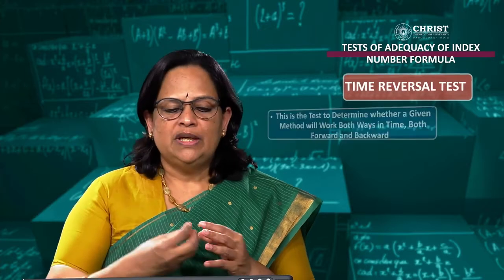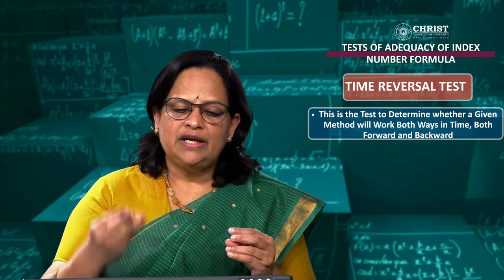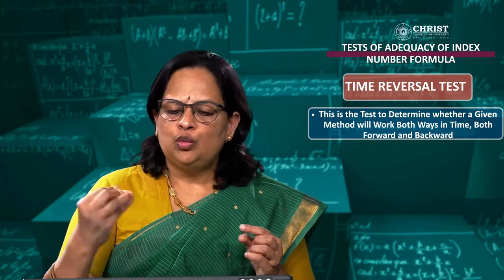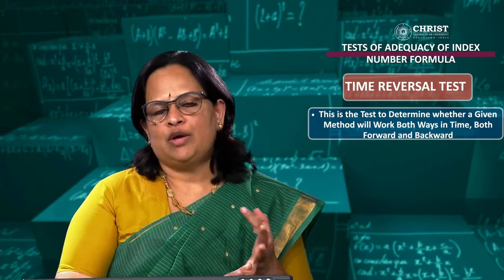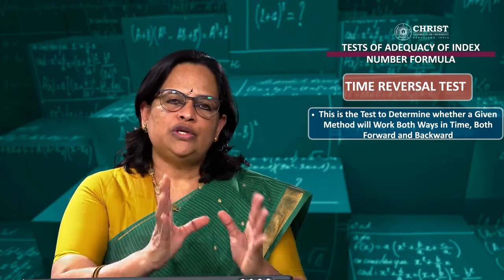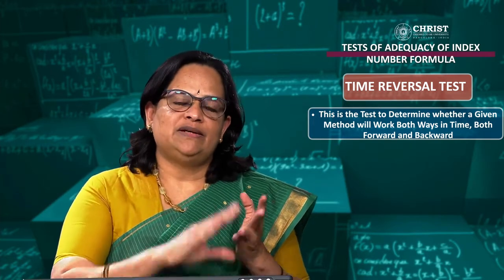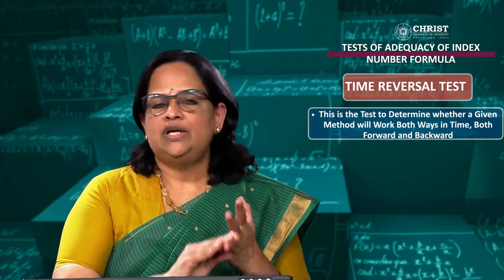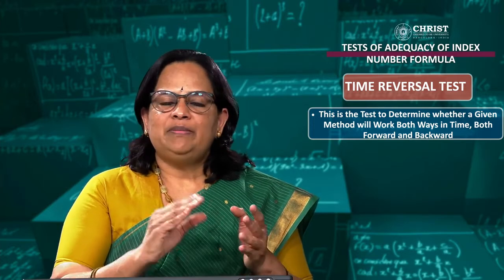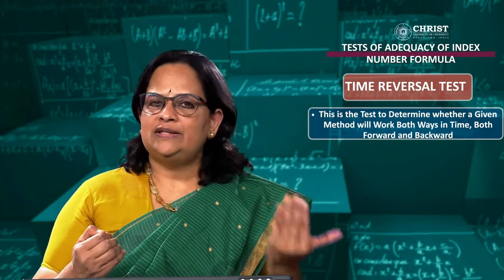For the time reversal test, first I am going to tell you the theory, how the statisticians express this. The time reversal test is the test to determine whether a given method will work both ways in time, both forward and backward. In simple terms, if you are taking 2021 as the current year, the base year will be the previous year. In our examples, we're using 2020 as the base year, that means 2021 as the current year and 2020 as the base year.